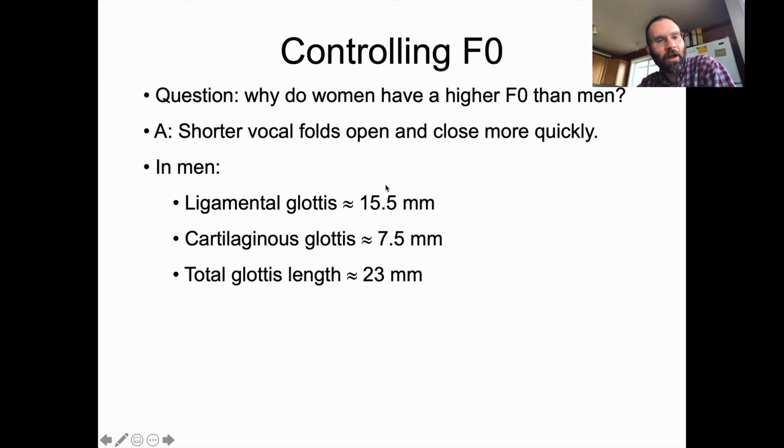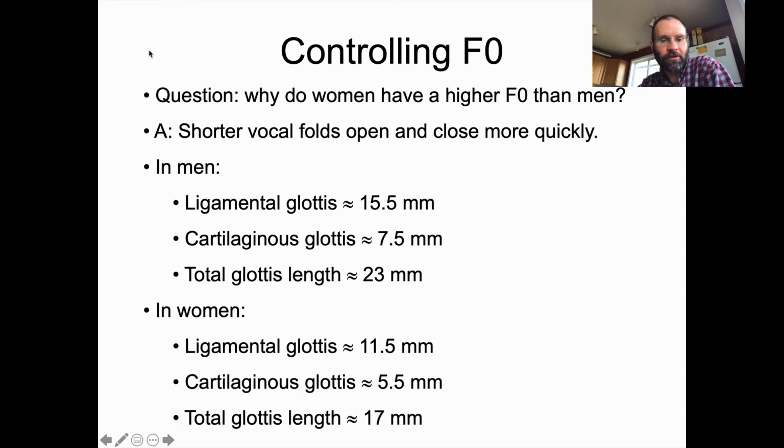In men, we can look at some of the stats here. The ligamental glottis for men is about 15.5 millimeters on average. The cartilaginous glottis is about half of that. And if you add the two together, you get a total glottis length of about 23 millimeters, or that's about an inch, which is 25.4 millimeters all told.